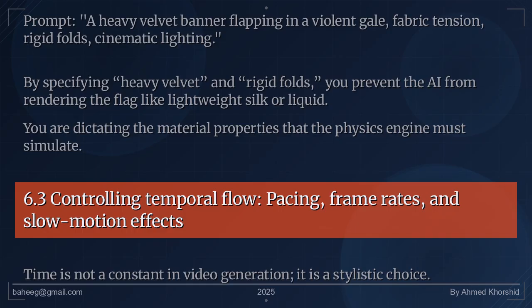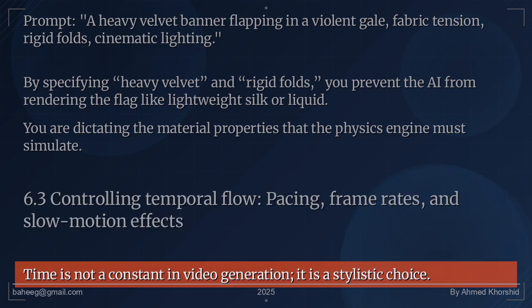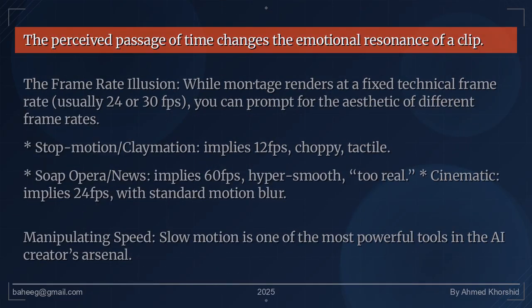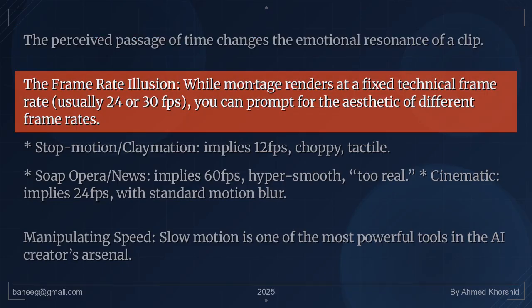6.3 Controlling temporal flow, pacing, frame rates, and slow motion effects. Time is not a constant in video generation, it is a stylistic choice. The perceived passage of time changes the emotional resonance of a clip. The frame rate illusion: while Montime's Tage renders at a fixed technical frame rate, usually 24 or 30 frames per second, you can prompt for the aesthetic of different frame rates.